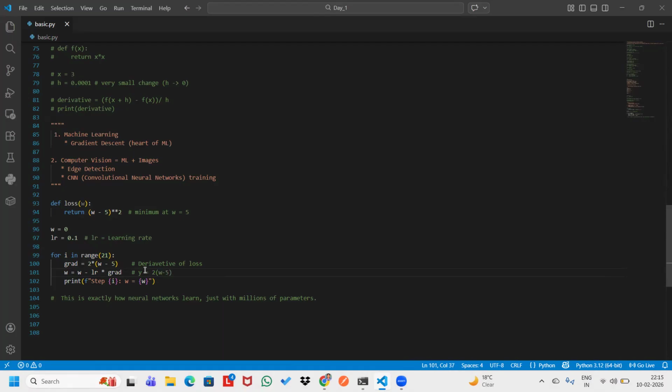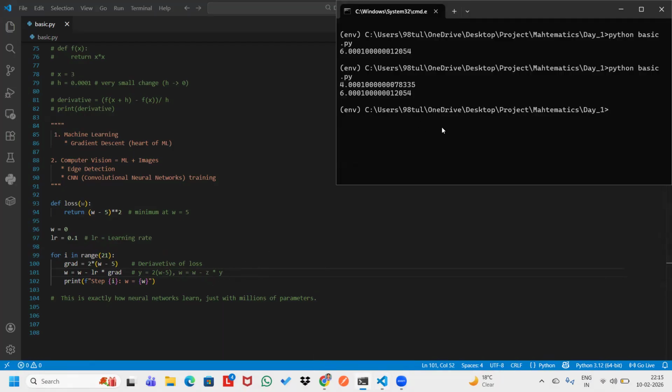Okay, and then you have w equals w minus lr, which is learning rate. Let me take it as z, into the grade, which I have taken as y. So this will be your simple equation, and when you run this with the help of iteration, in the first iteration it will take the value as 0. Okay, before talking, let me execute the program, then it will be easy to understand.